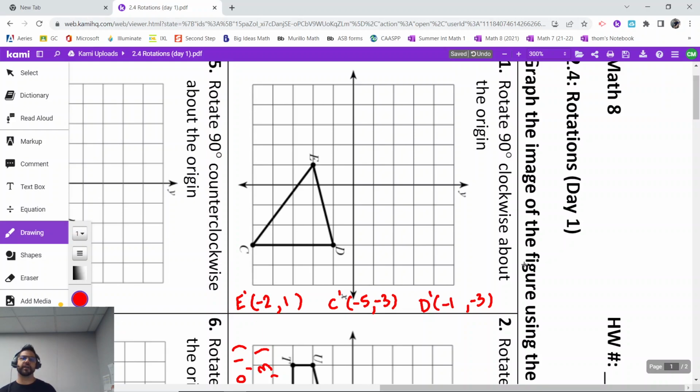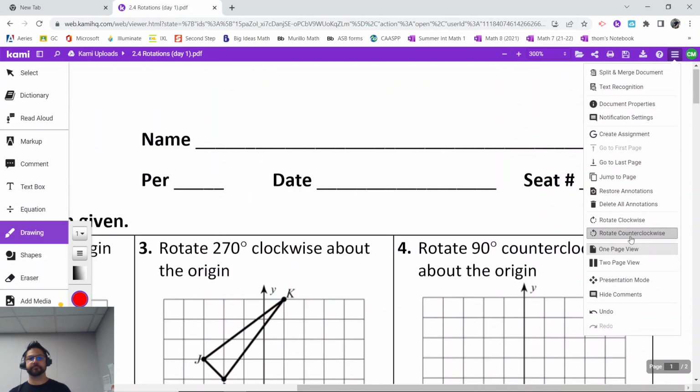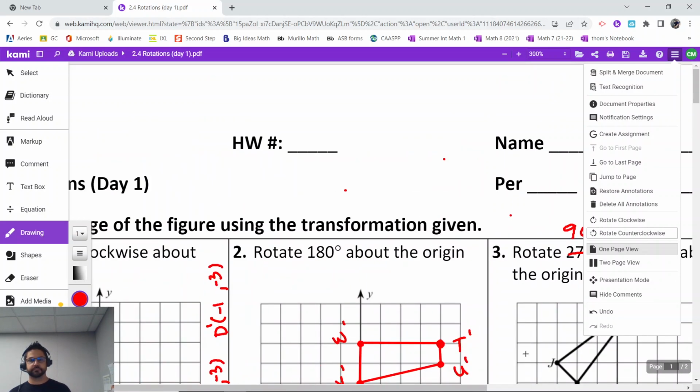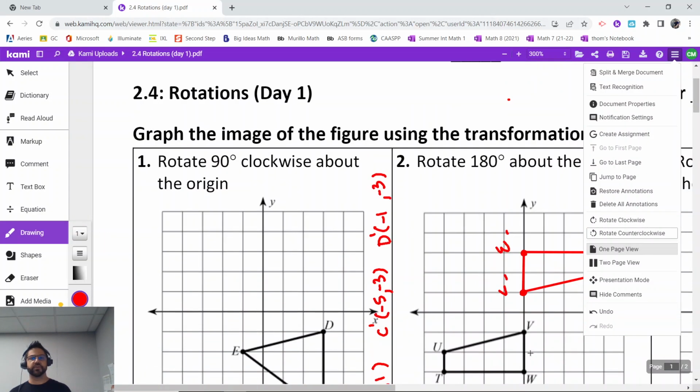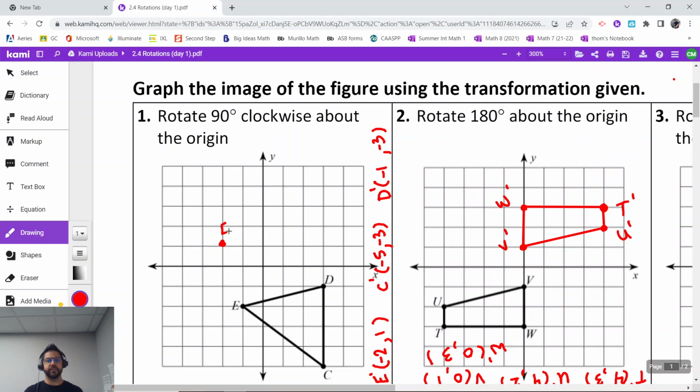Once you have what your new points are going to be looking like at which location, again, you're going to unrotate it, get your paper back to normal. Essentially, your name is on the top. And then we're going to go ahead and plot those points. All right, so for problem number 1, E prime, that is in quadrant 2. Left 2, 1, 2, up 1. Make sure you label it with E prime.